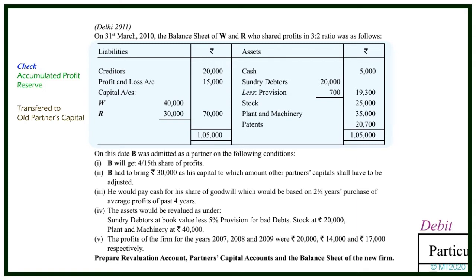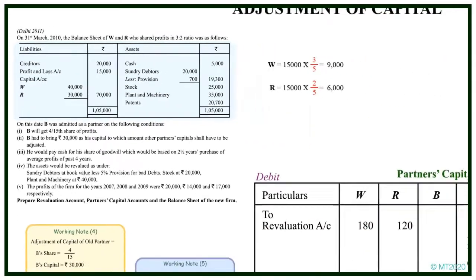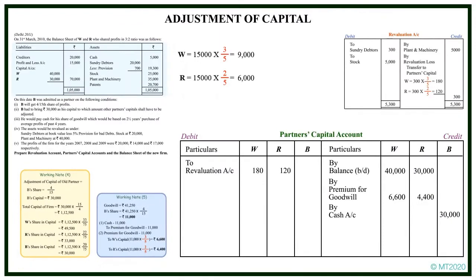So here we can see that in the balance sheet there is accumulated profit, because the profit and loss amount appearing in the liability side is 15,000. So this 15,000 would get distributed among the partners in their profit sharing ratio 3:2. Thus, the capital accounts of W and R got credited by profit and loss 9,000 and 6,000. 9,000 plus 6,000 is equal to 15,000, which matches with the balance given in the question.